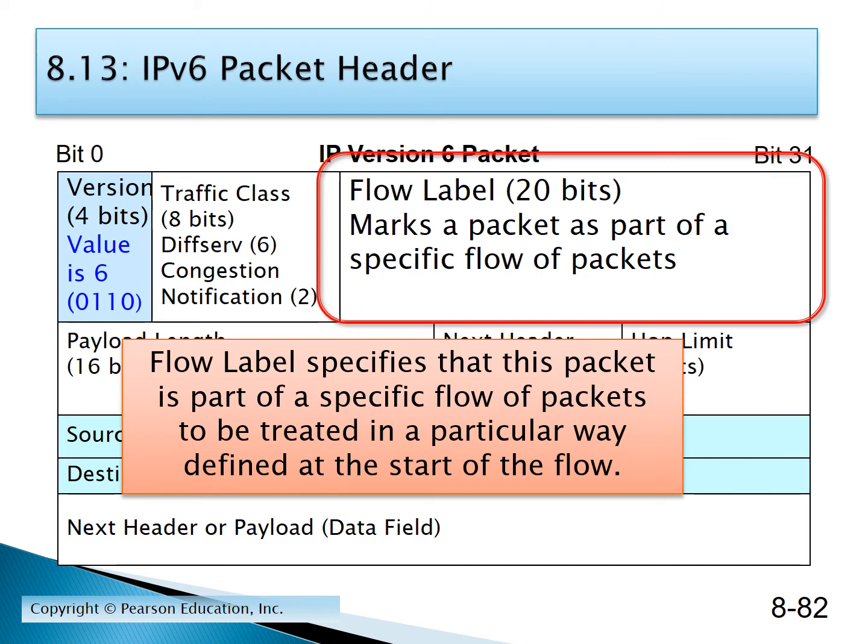And the flow label actually is 20 bits. It marks a packet as part of a specific flow of packets. So the flow label specifies that this packet is part of a flow of packets to be treated in a particular way defined at the start of the flow. So you can have a flow of packets instead of just having all the packets individually.